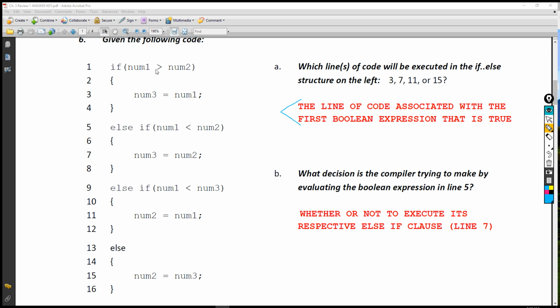So let's say that this is false. Then remember, if that's false, it ignores this one. Now let's say this Boolean expression is true. Then it's going to execute line 7 and ignore the rest. So the first Boolean expression that is true, its respective clause is the one that's going to be executed.